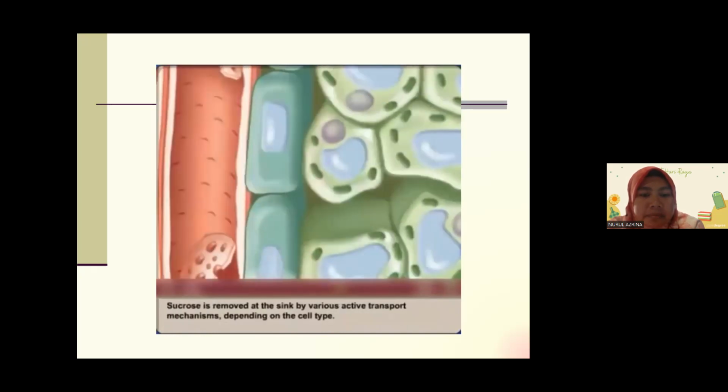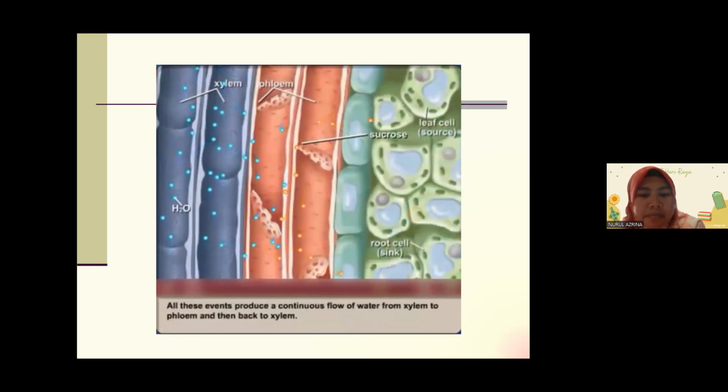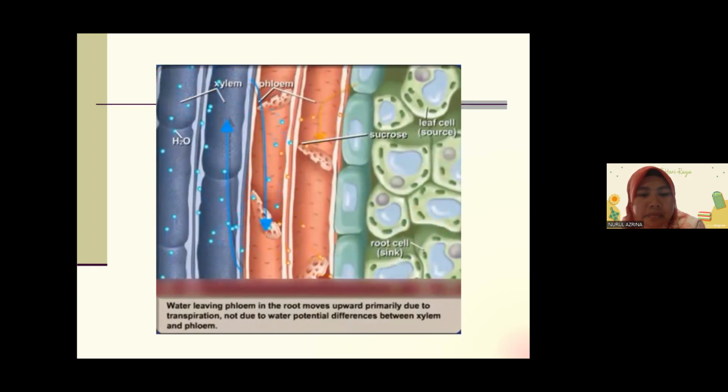Sucrose is removed at the sink by various active transport mechanisms depending on the cell type. In some plant cells, a transport protein located in the membrane of a storage vacuole called a tonoplast transports sucrose from the sink cell cytoplasm into the vacuole at the expense of ATP. This reduces the concentration of sucrose in the sink cell, which enhances the movement of sucrose from the phloem cells through the companion cells and into the sink cell. All these events produce a continuous flow of water from xylem to phloem and then back to xylem. Water leaving phloem in the root moves upward primarily due to transpiration, not due to water potential differences between xylem and phloem.